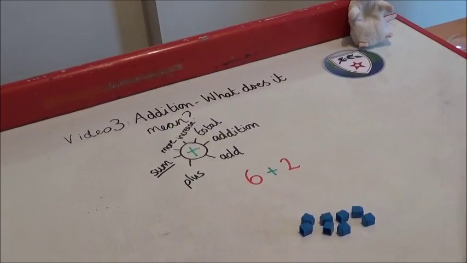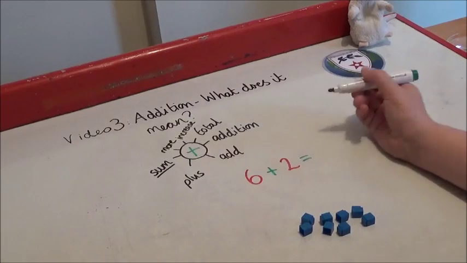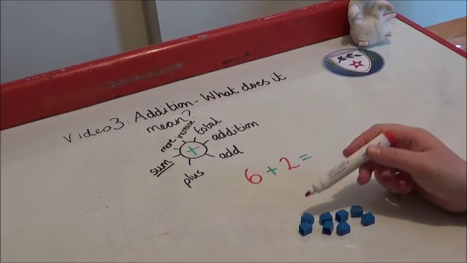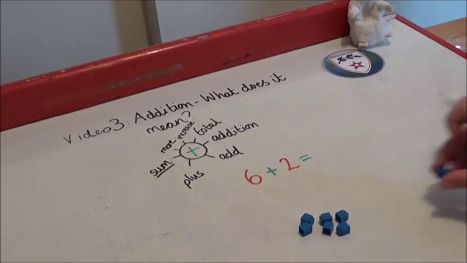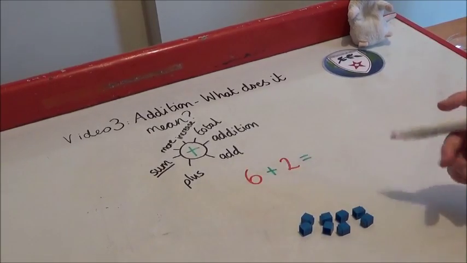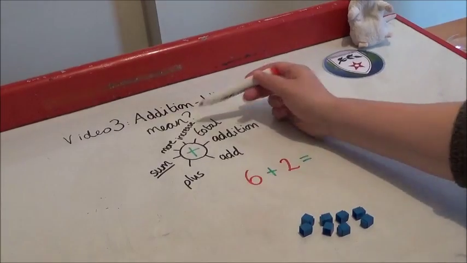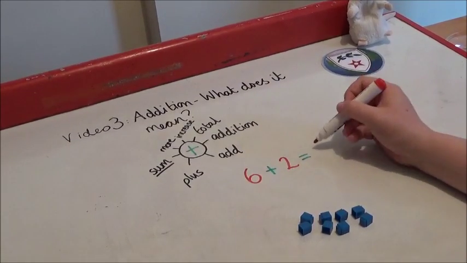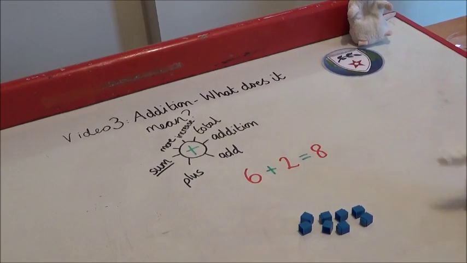Now we're saying, what is that the same as? Equals. What is that the same as? Here I can see I had 6. I added 2 more, I made it bigger, I made an increase, and now I've got 2, 4, 6, 8. Now, that's what addition means.